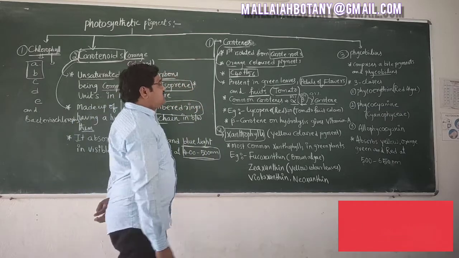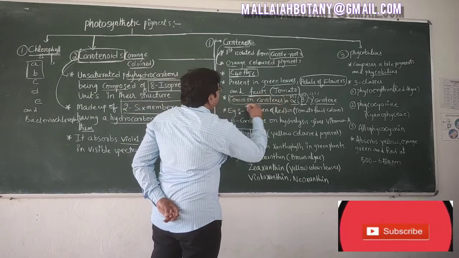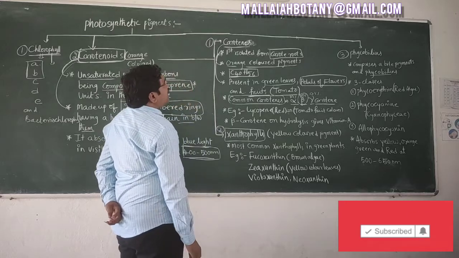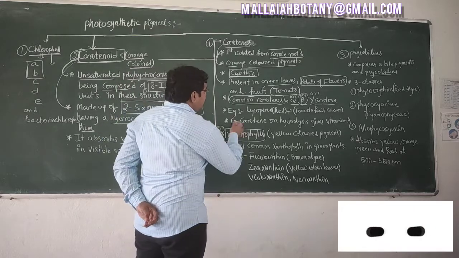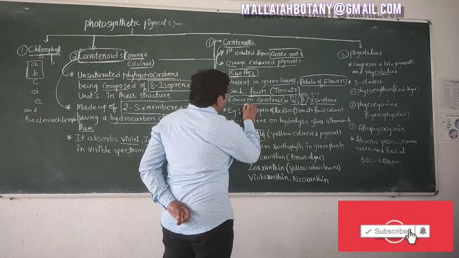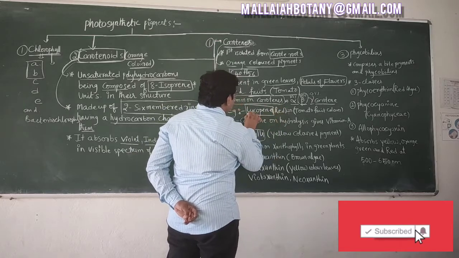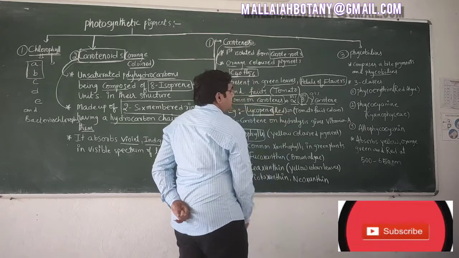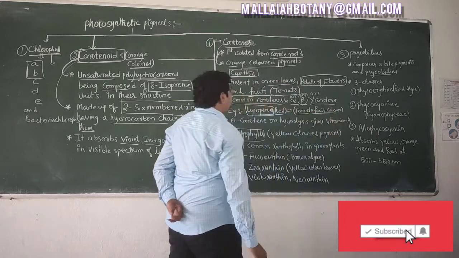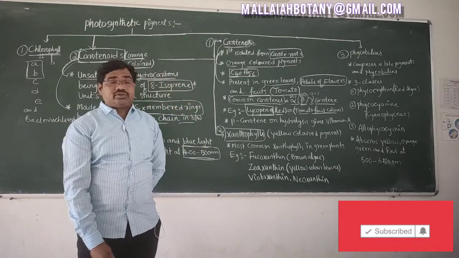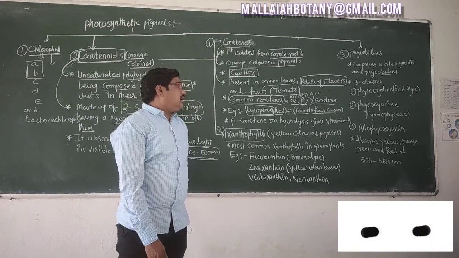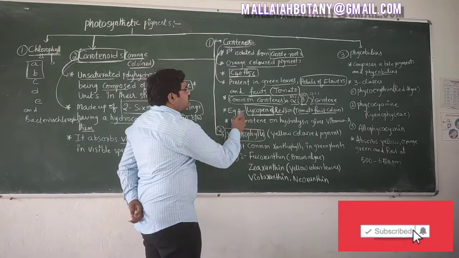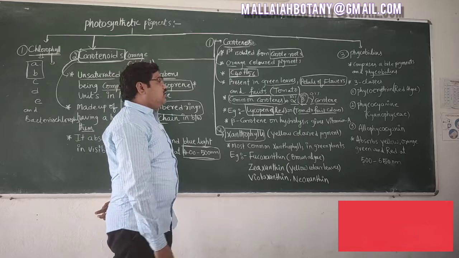Okay, so these are examples for the common carotenes in higher plants. What are the examples of carotenes? Lycopene. This is lycopene. Lycopene appears red in color. That is the tomato fruit color. Lycopene is present in tomato fruits. It appears yellow to red in color. That is lycopene, because lycopene is present in the tomato.